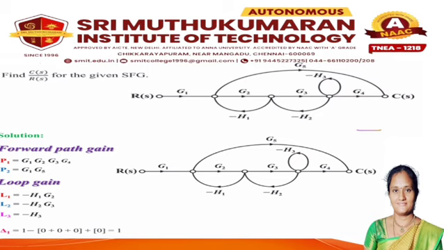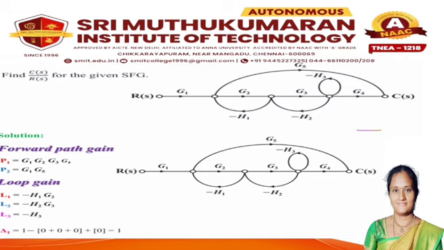A forward path connects the input node to the output node, with the signal going forward only. So 1 to 2, 2 to 3, 3 to 4, 4 to 5. This is the first forward path. The gain of this forward path, P1, is equal to G1 G2 G3 G4. Then the second forward path is 1 to 2, 2 to 5. So the forward path gain P2 is equal to G1 G8.